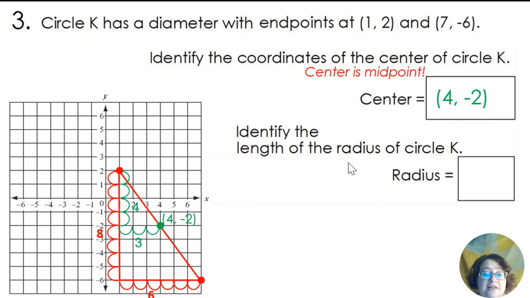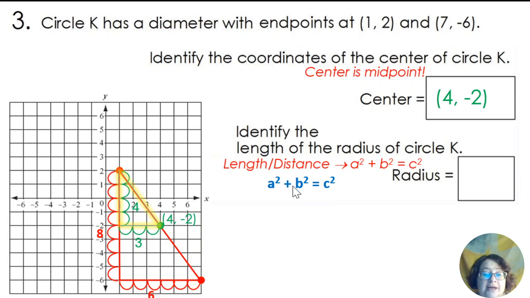Now, identify the length of the radius of circle K. Well, length is distance. A squared plus B squared equals C squared is what we're going to use. Now, to use A squared plus B squared equals C squared, we have to have a right triangle. Guess what? We already do. We went down 4 and over 3 across grid lines. So we have a right triangle here already.